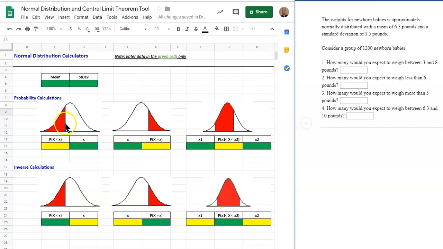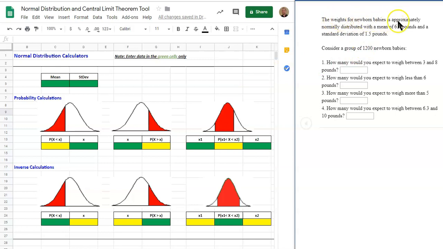We have the tool for measuring the area to the left, the area to the right, and the area in between two values, based on the shaded portions. And notice up here, it says in the very beginning, enter data in the green cells only. So your solutions will be in the yellow cells. And so let's look at the example problem here.